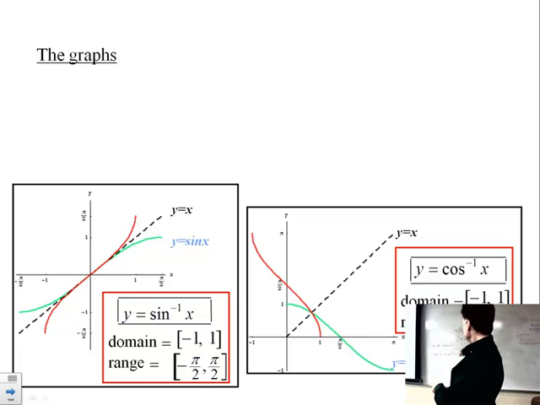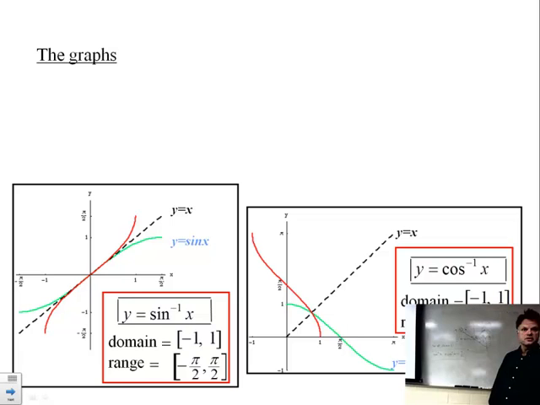Now you can almost see this. If you take this line and add it to that line, you're going to get a constant. It's going to be exactly pi over 2 always. Questions on the graph?